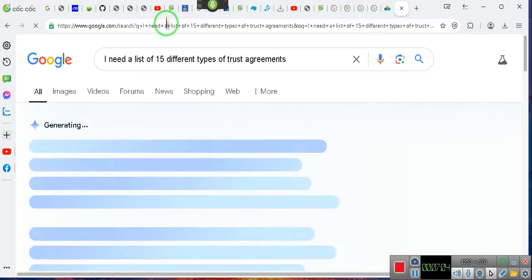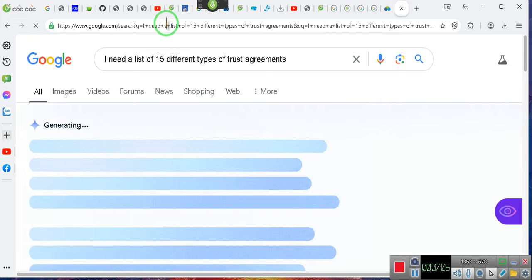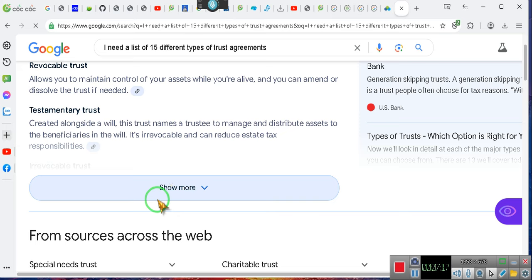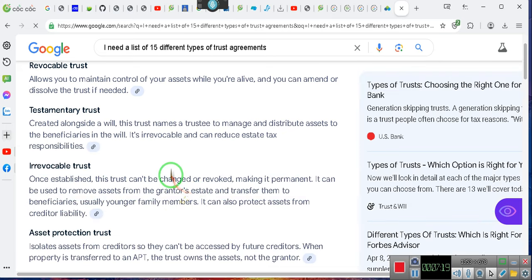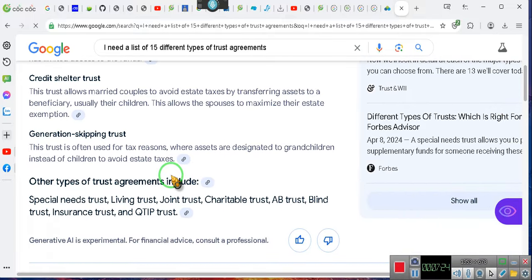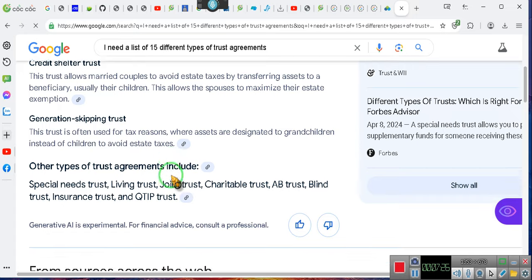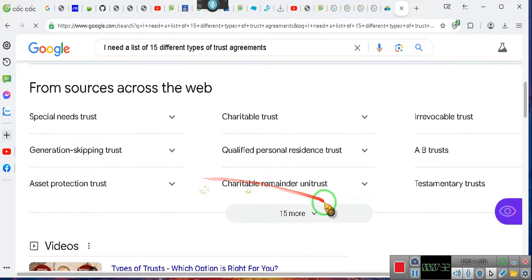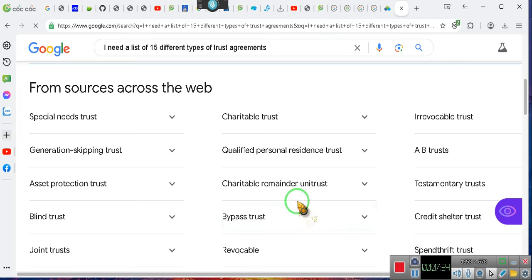Our trust is composed of 9 different elements. Okay, revocable trust, testamentary trust, irrevocable trust, asset protection trust, spendthrift trust, credit shelter trust, generation skipping trust, and other types of trust agreements. Ladies and gentlemen, take a look. They're going to give me 15 more.